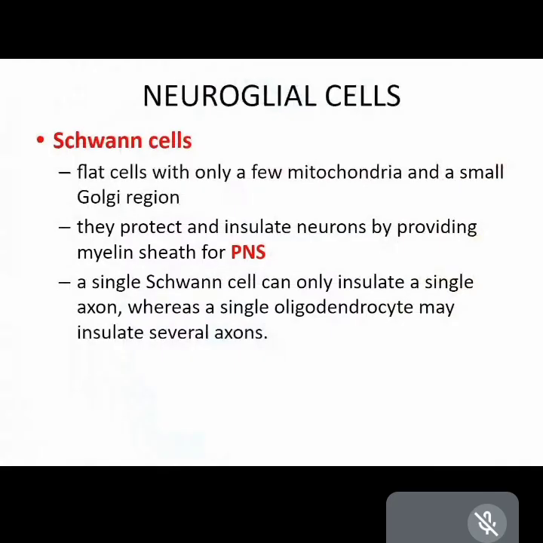Schwann cells are flat cells with only a few mitochondria and a small Golgi region. They protect and insulate neurons by providing myelin sheath for the PNS. So the oligodendrocyte is the one providing myelin sheath for the CNS, and the Schwann cells are the ones providing myelin sheath for the PNS. A single Schwann cell can only insulate a single axon, whereas a single oligodendrocyte may insulate several axons.